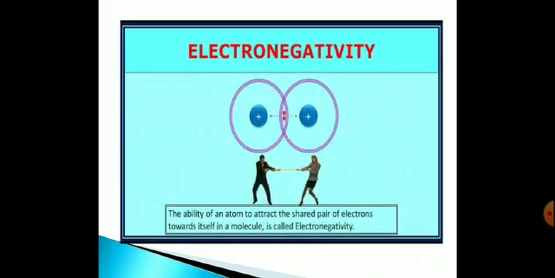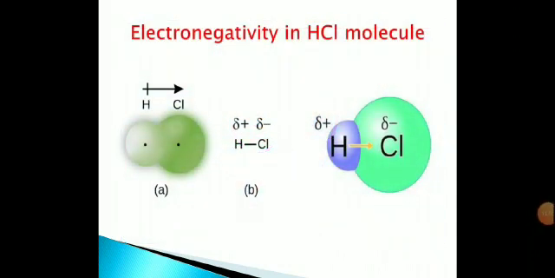Now let's move on to the last periodic property, that is electronegativity. What is electronegativity? Electronegativity is the ability of an atom to attract the shared pair of electrons towards itself in a molecule. Let us consider the HCl molecule.